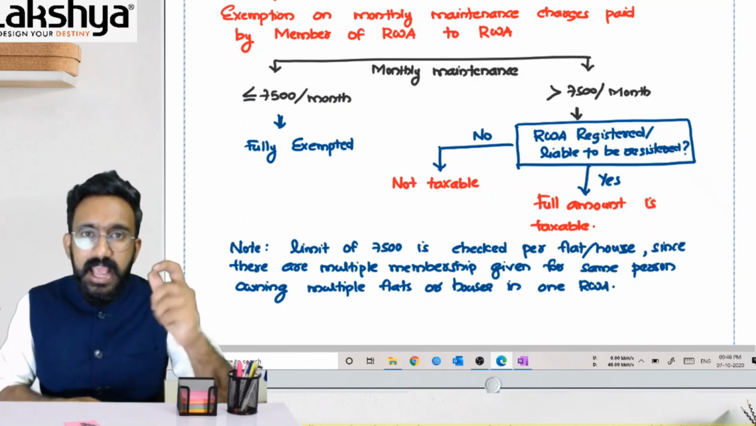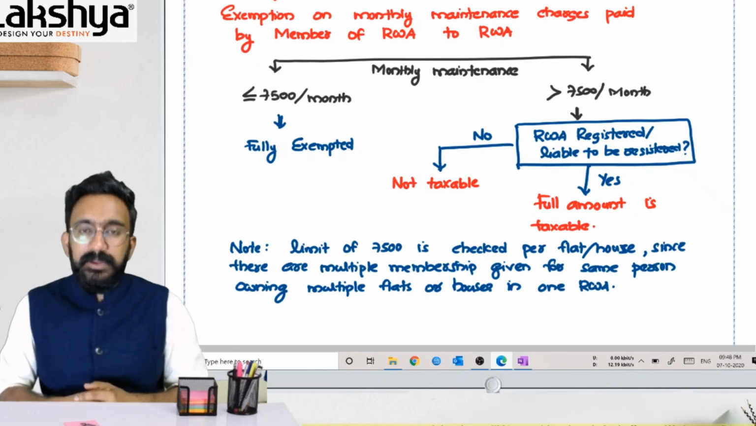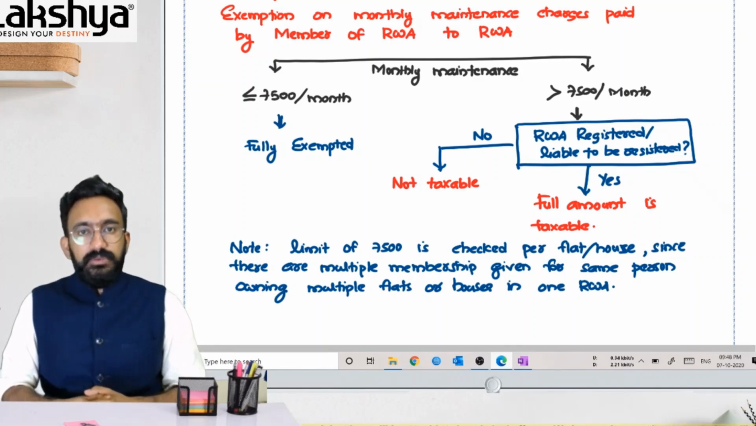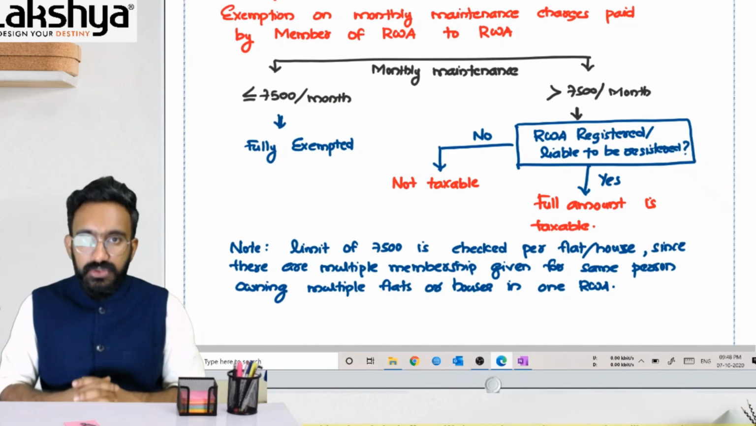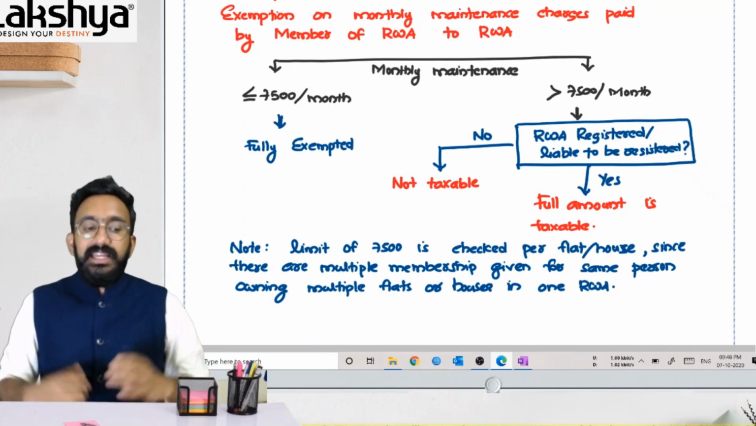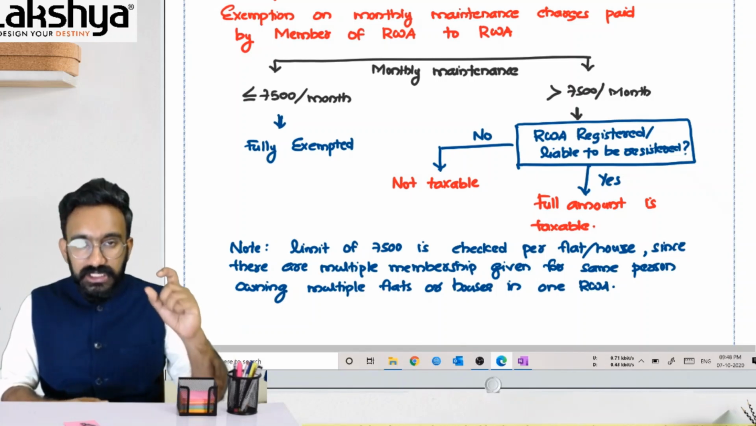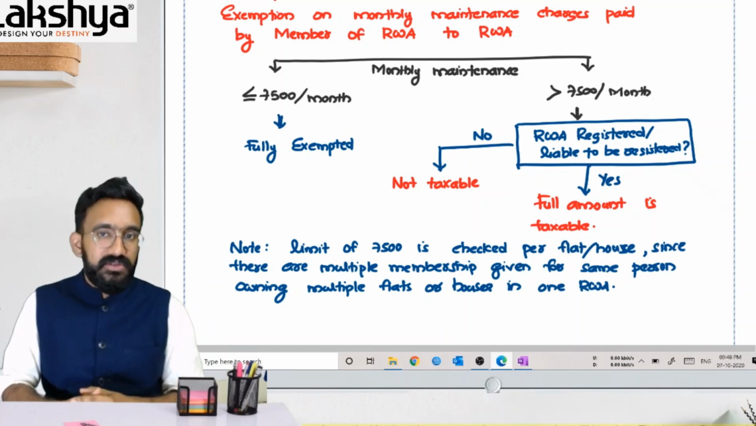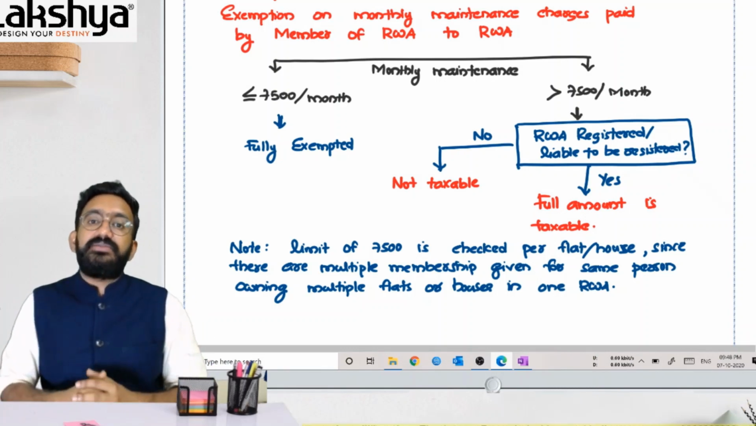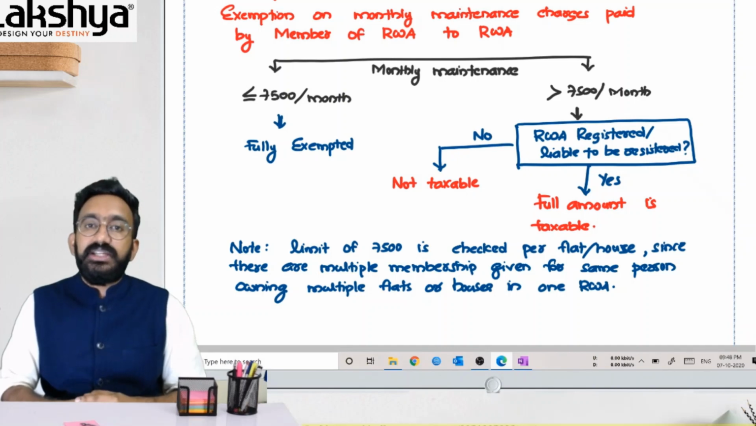Let me add some example numbers to it. Say there are 10 flats, monthly they are paying 10,000, which means in 1 month this residential association is going to get 10,000 from 10 flats, which means 1 lakh they'll get. In the entire year they are going to get 12 lakh rupees. By looking at this particular amount, it is more than 7,500, so it should ideally be fully taxable. But the total turnover of this residential welfare association is only 12 lakh, which is less than 20 lakh. They might not even need to take a registration, thereby this maintenance fee will not be subject to GST.